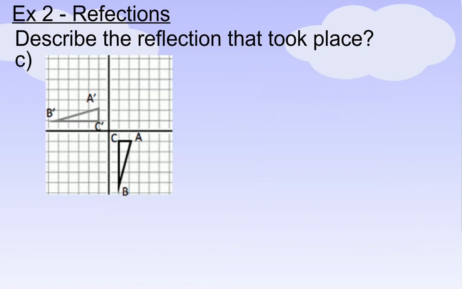Letter C says describe the reflection that took place. So this is a reflection. Now this one is not across the x-axis or y-axis, but I'd like you to take some time and think about where that line of reflection would be that would give you that image. Go ahead, pause the video, try this on your own. When you're ready to continue, hit play, and we'll go through it together.